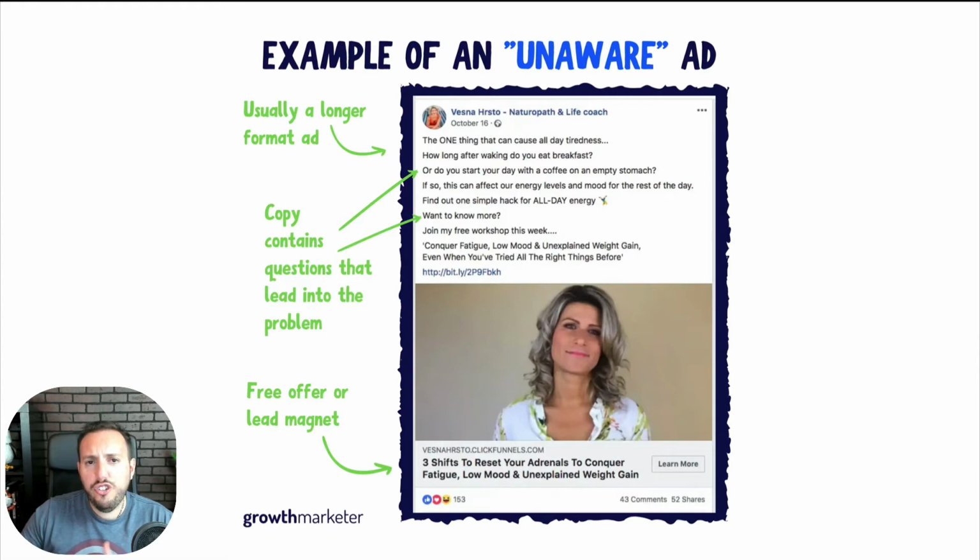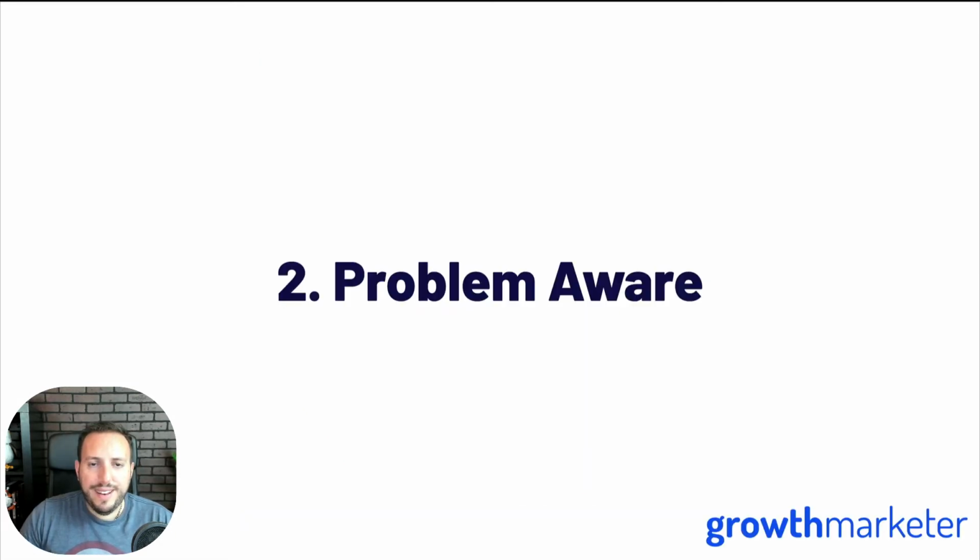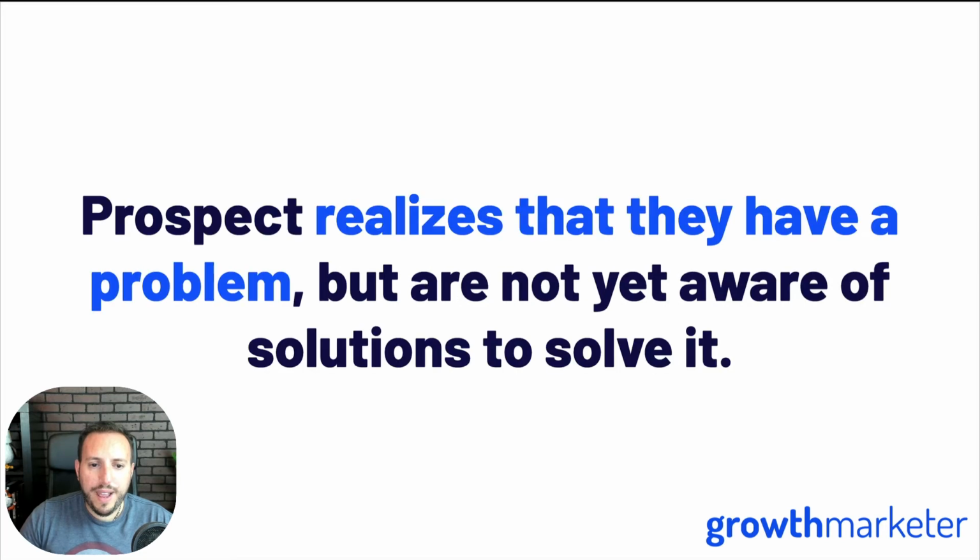And then there's usually going to be some type of free lead magnet or free offer, because you don't want to go directly into selling someone who is completely unaware. Next up, we have problem aware. And this is where the prospect realizes that they have a problem, but they are not yet aware of solutions or your solution to solve it.